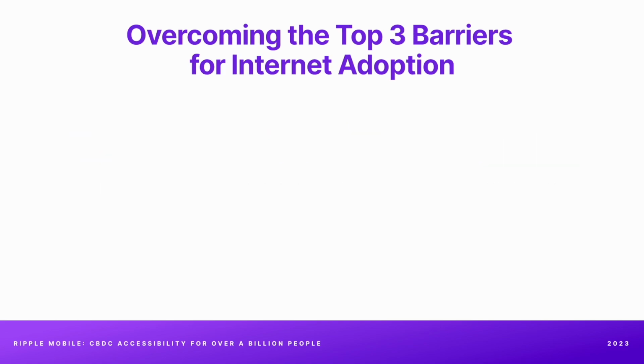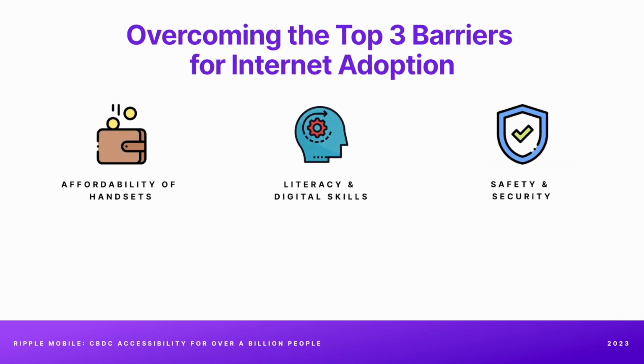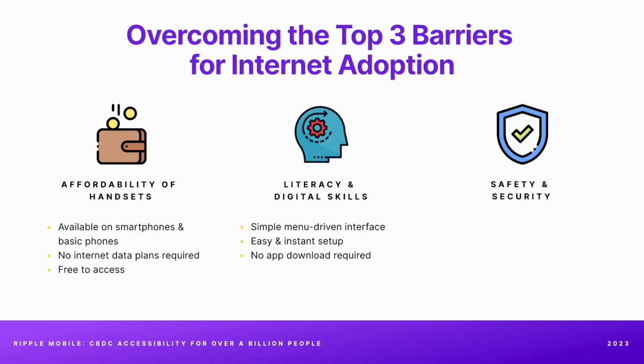GSMA Global's top 3 barriers for internet adoption are seen on the screen. Ripple Mobile tackles these barriers head on. Our solution is affordable as it's available on any mobile device, does not require expensive data plans, and is free to access. Our solution requires low digital skills due to our simple menu-based interface, and it has an easy and instant setup with no downloads needed.